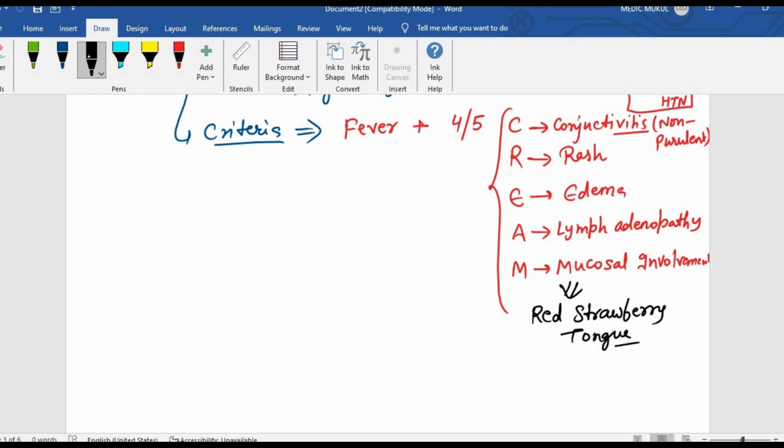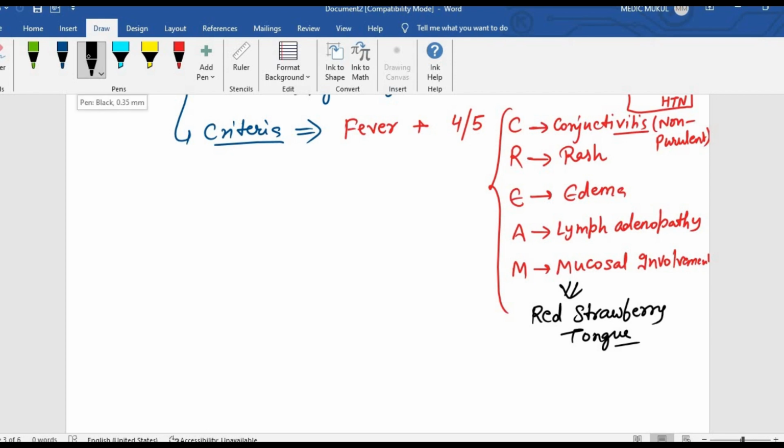Kawasaki disease or scarlet fever. See, we studied the strawberry tongue, we studied the strawberry gums, we studied the strawberry vagina. So remember, I hope this is clear. Write to me in the chat box. Everyone come to the chat box. The strawberry tongue is seen in Kawasaki disease.